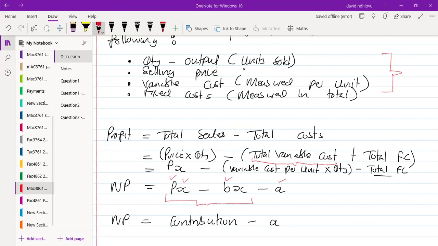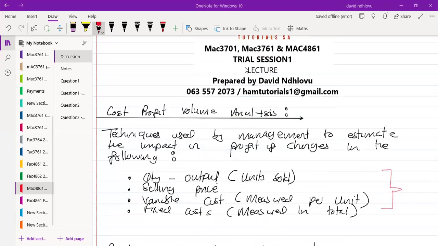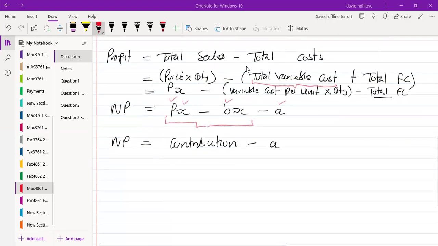So when we talk about cost profit volume analysis, these are techniques that can be used to estimate the impact on profitability if there are changes in any of these given variables.